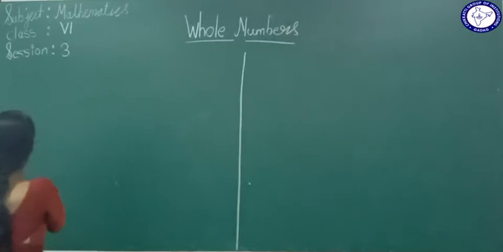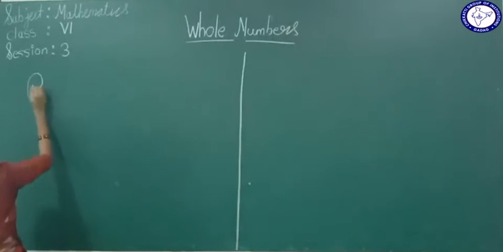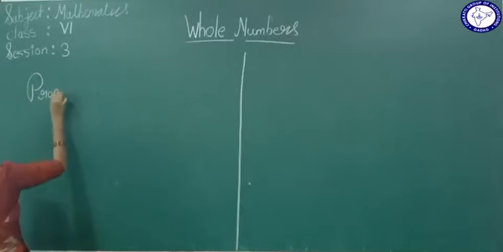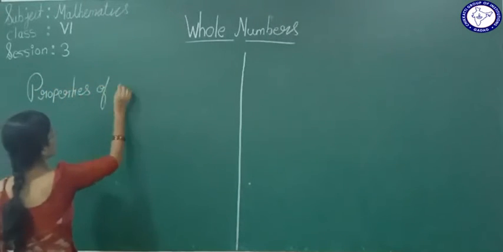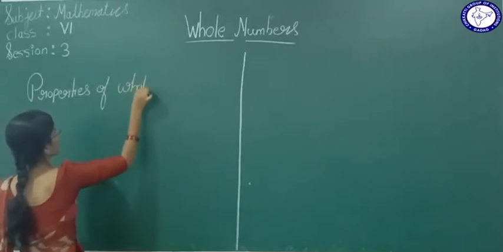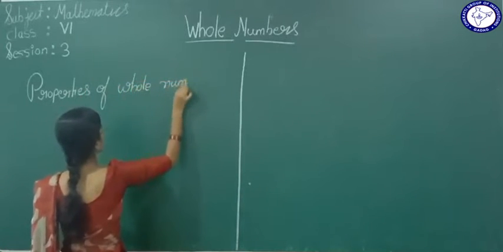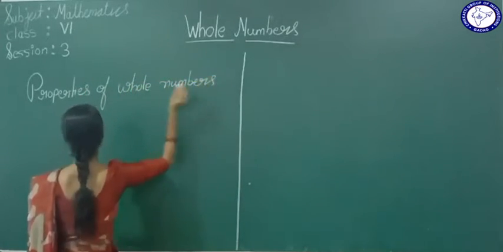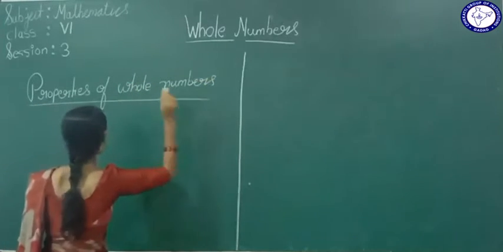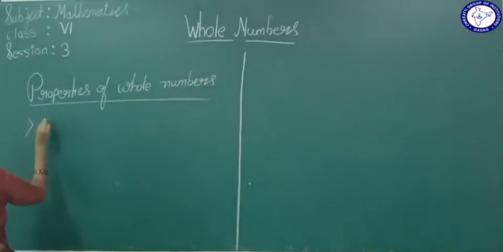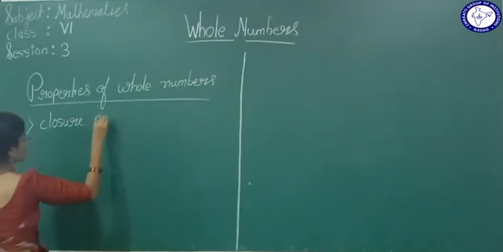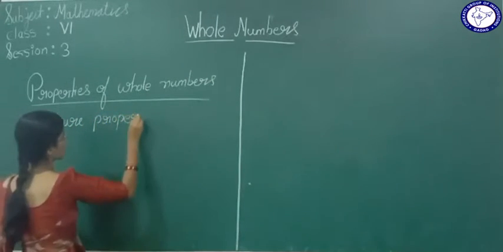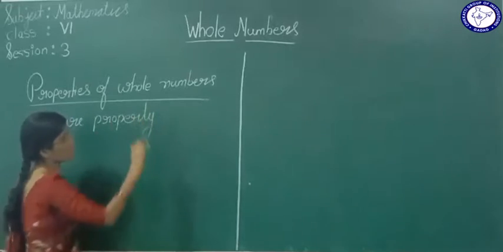numbers. We will see the next concept, properties of whole numbers. The first property is closure property.